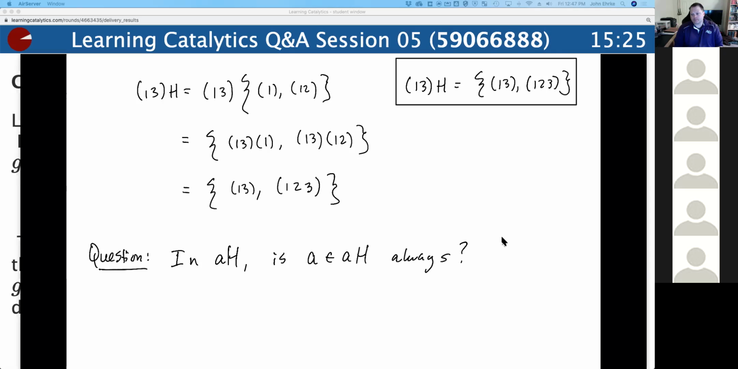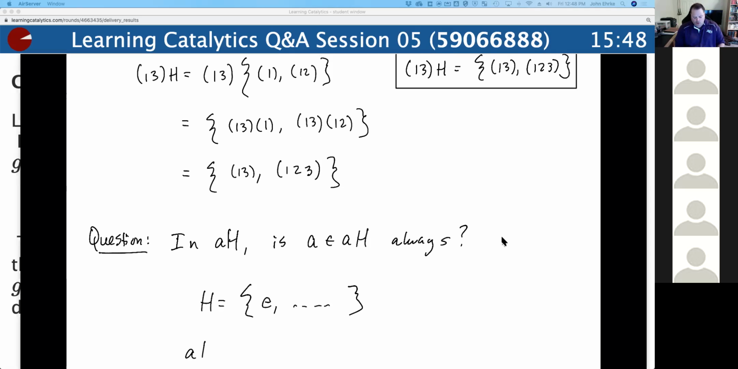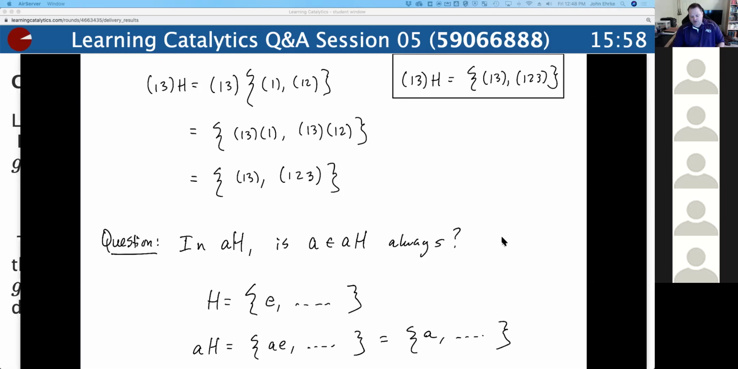I think yes, since the identity has to be in H. Why does the identity have to be in H? Because it's a subgroup of G. Because it's a subgroup. So since H is a subgroup, I don't know what the elements of H are, but I know the identity has to be one of them. So there's probably a bunch of other elements in H. The identity has to be one of them. So when you form aH, you will always have ae, which we know is just going to be a. So the representative of a coset will always be in the coset for which it's representing.